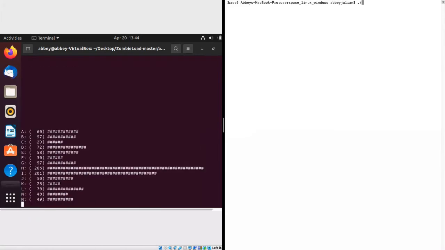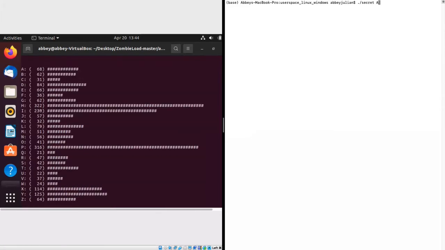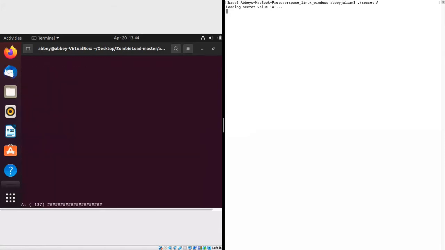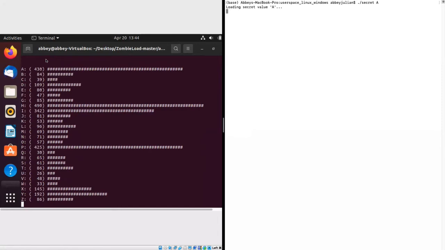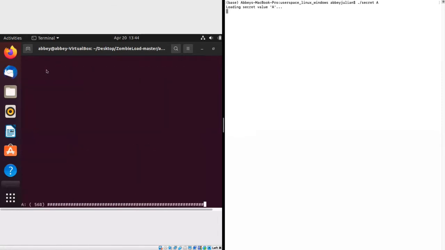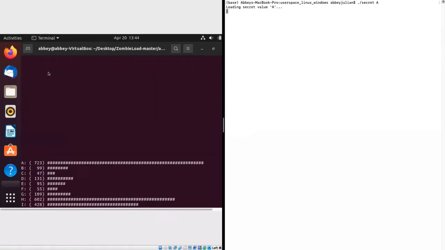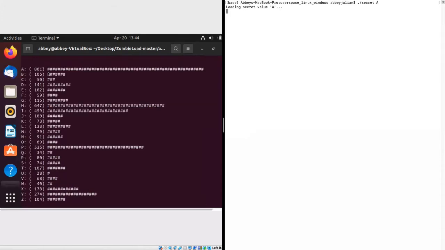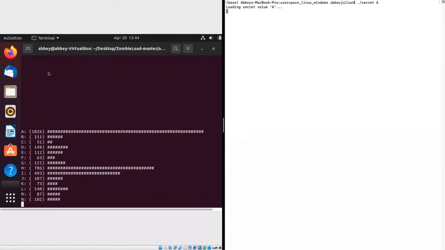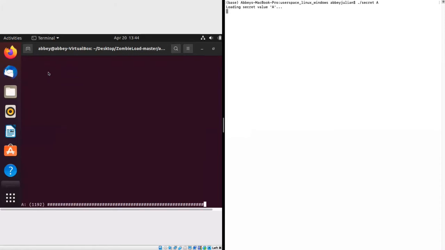Now let's have our victim input its secret letter. Let's say our sensitive data is the letter A. We start our secret application, and immediately over in our attacker, you can see here the count for A starting to spike. Yikes, okay, that's not good. The attacker seems to know our letter. Maybe this was just luck.